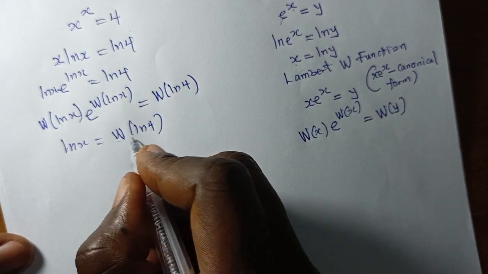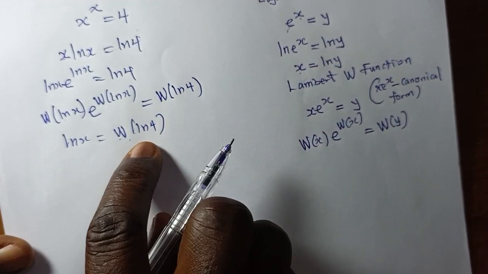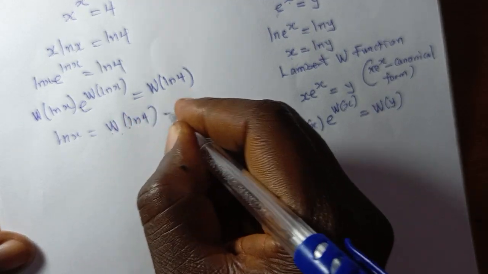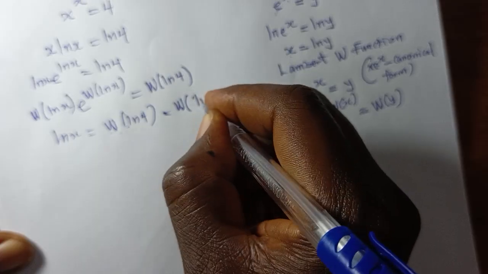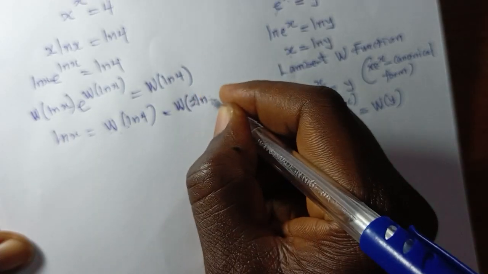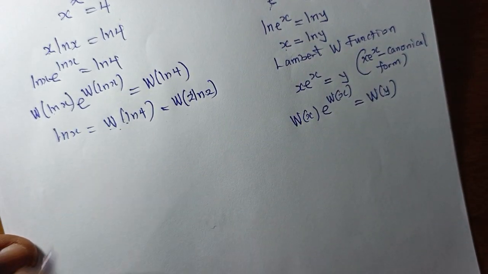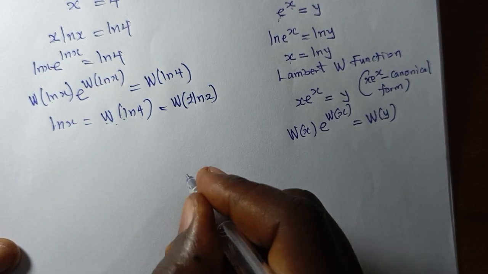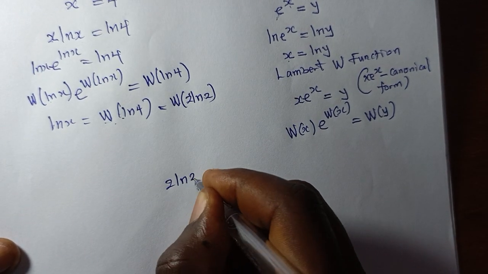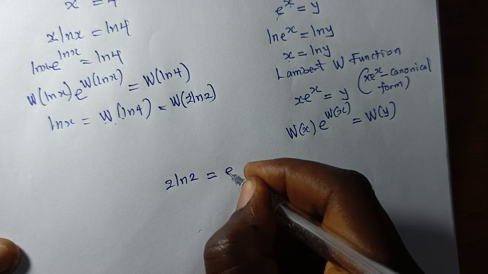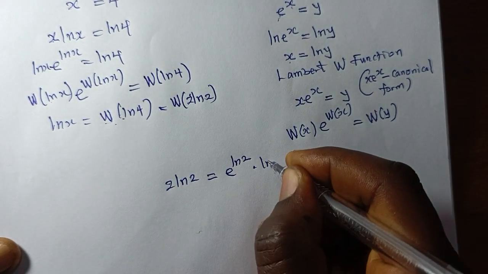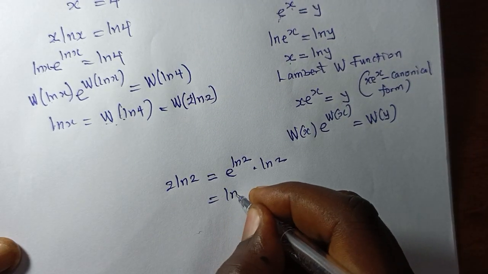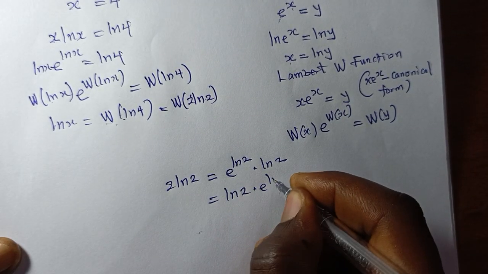Now the next thing we need to do is to evaluate it using the Lambert W function. So we have ln 4 can be written as ln 2 raised to power 2, which will be 2 multiplied by ln 2. Now 2 ln 2 can be written as e raised to power ln 2, then multiplied by ln 2. So which implies we have ln 2 multiplied by e raised to power ln 2.